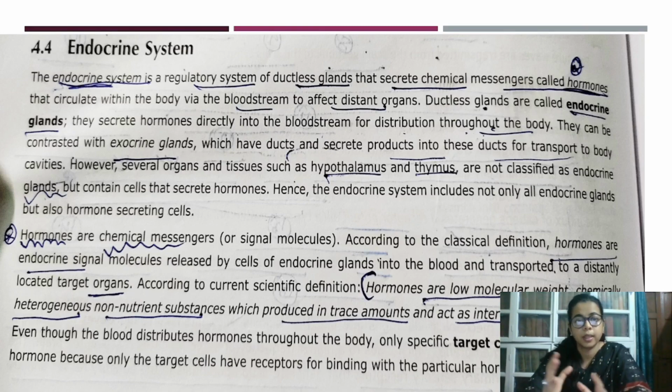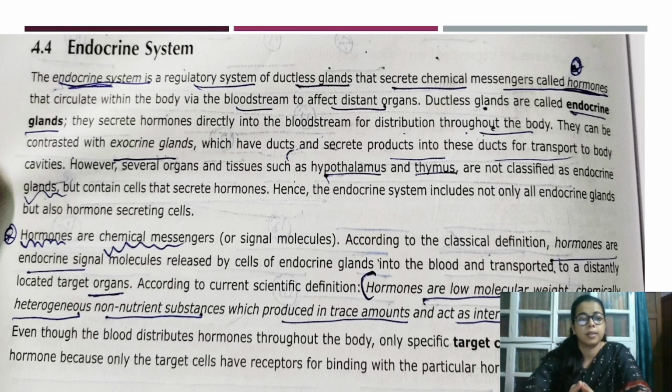Whatever the secretion is in the endocrine system, it is through a chemical messenger, which transports to the target organ, the distant organ. Endocrine glands secrete hormones directly into the bloodstream and distribute them through the body. So this is the difference: endocrine means ductless gland, exocrine means glands with ducts are present. These are mainly controlled by tissues and organs like the hypothalamus, and the hypothalamus is the main controlling center. So now we know what the endocrine system and the exocrine system are.